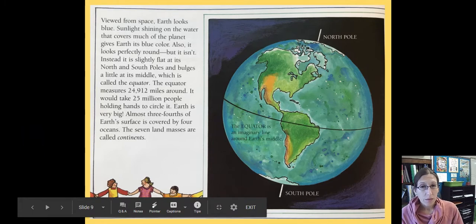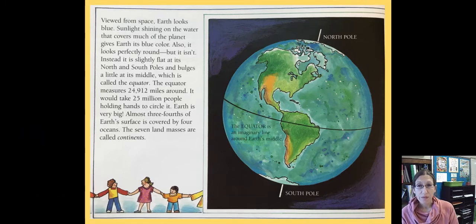Earth is very big. Almost 3/4 of Earth's surface is covered by 4 oceans. The 7 land masses are called continents.